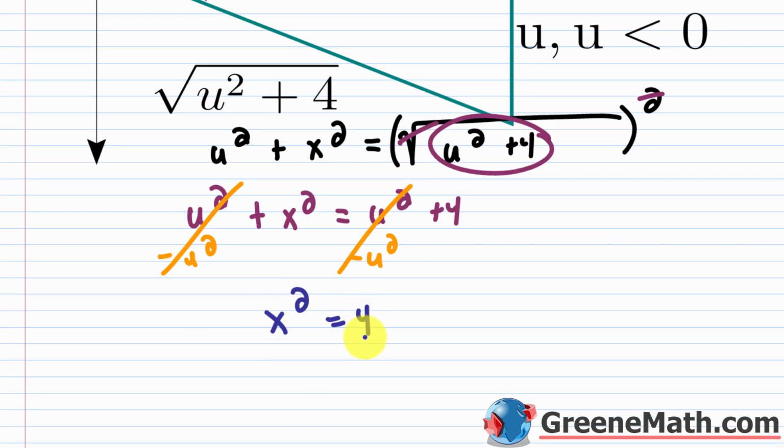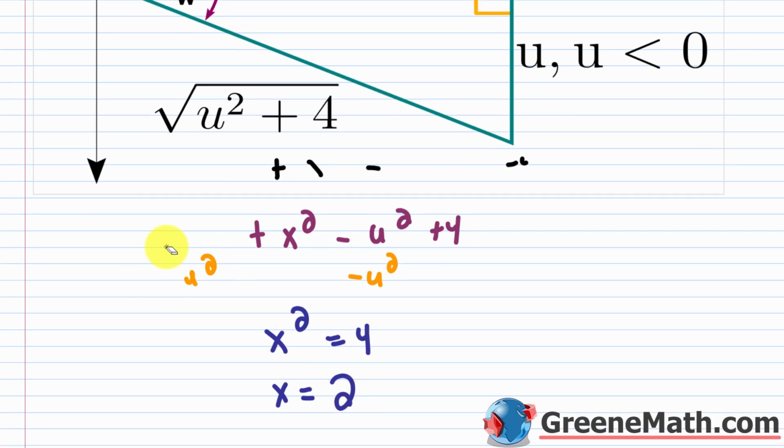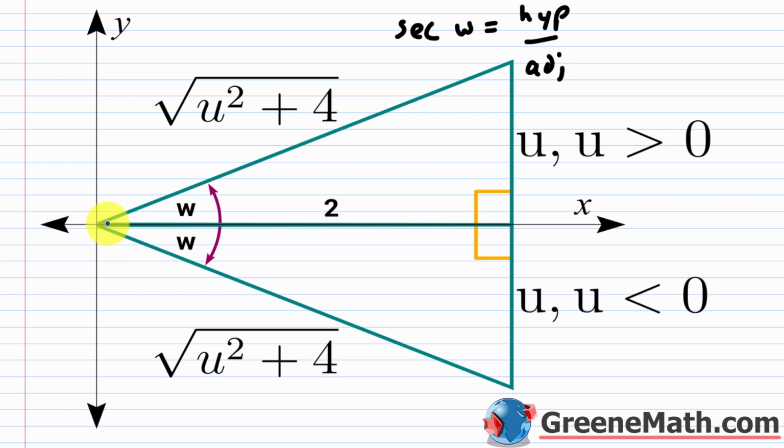Now I know that I'm either in quadrant 1 or 4, and x values are positive there, so I want the principal square root here. So I would just say x is equal to the principal square root of 4, which is 2. So let me erase all this, and let me come back here. So that's how I get this right here for the adjacent. That's going to be 2.